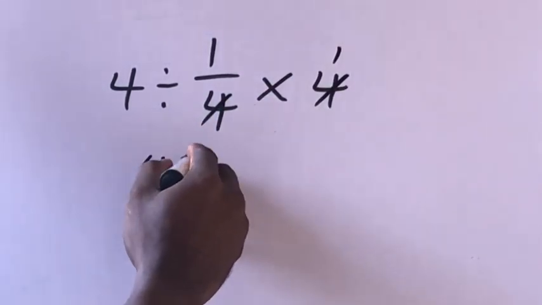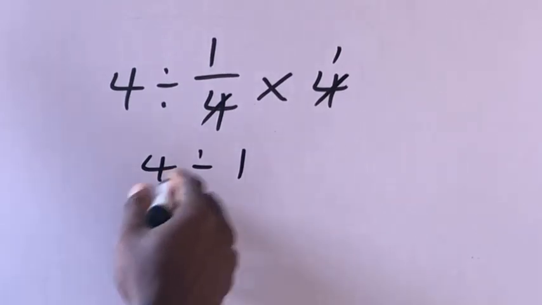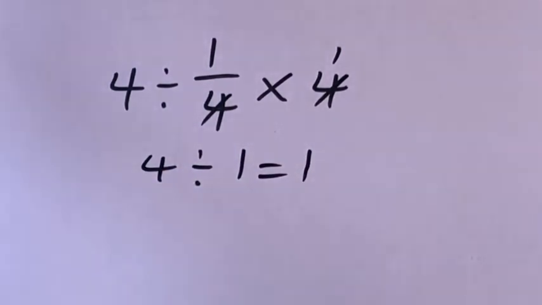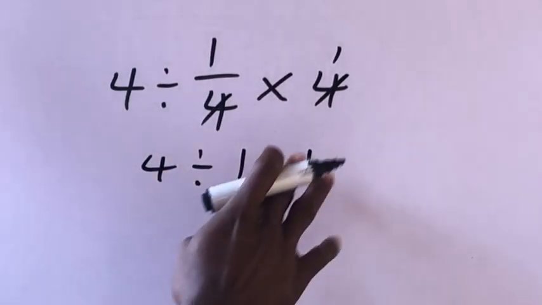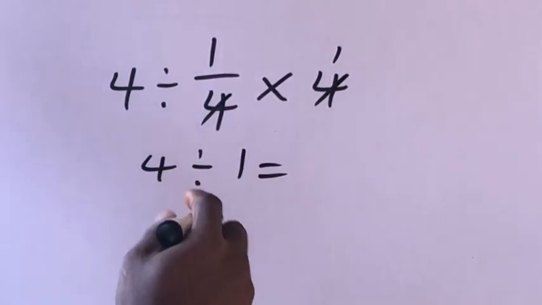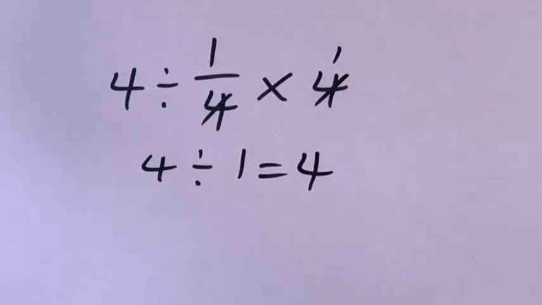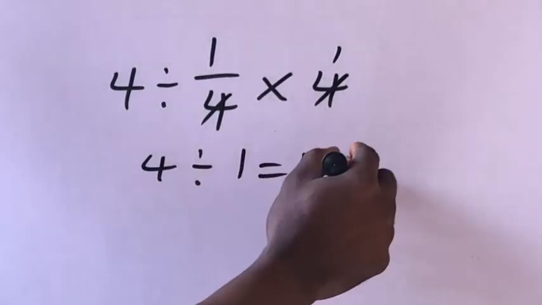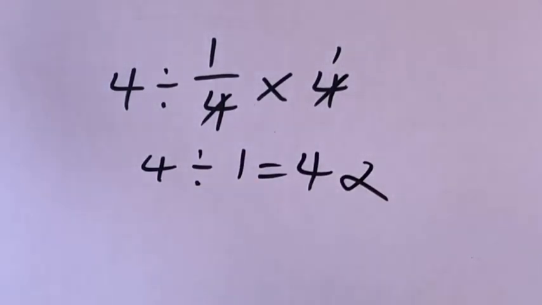Now, this divided by this. Before we go into this, here was one. We are left with 4 divided by what? 1. And 4 divided by 1 is equal to what? 4 divided by 1 is equal to 4. But this answer is not correct, according to our order of operation.